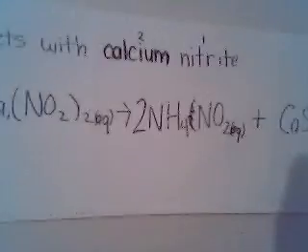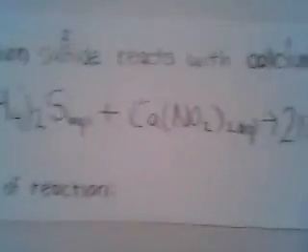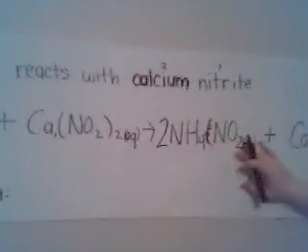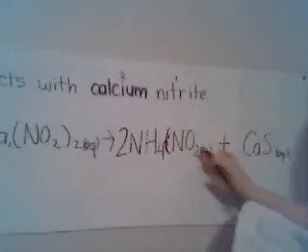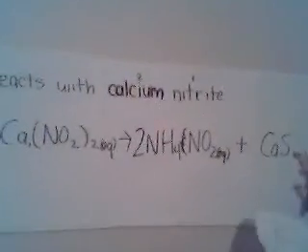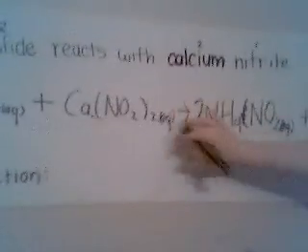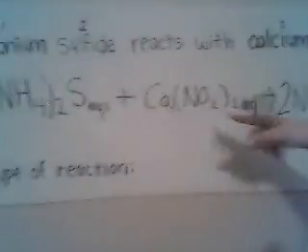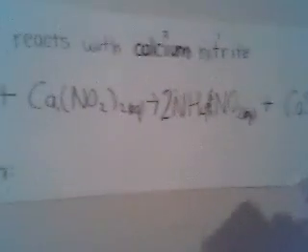Then they basically just switch. You have your NH4NO2, and they both have a charge of 1, so they're just themselves. And CaS, they both have a charge of 2, so they're already balanced. Now, for balancing the whole equation, the only thing you have to do here is put 2 right here, because you have 2 ammonium and 2 nitrate, so I just put 2.